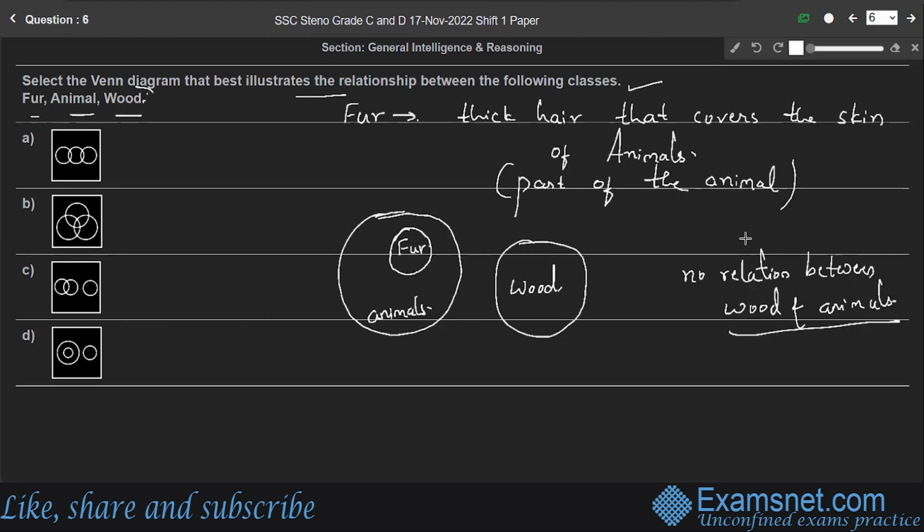So look at the options here. Option D best illustrates the relation between the classes fur, animal, and wood. Option D is the right answer.